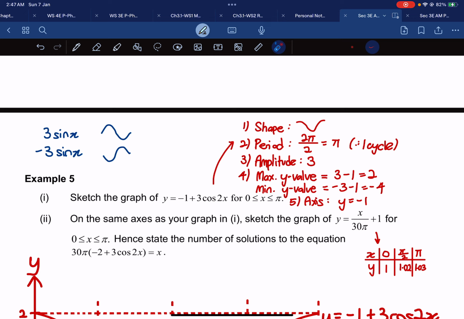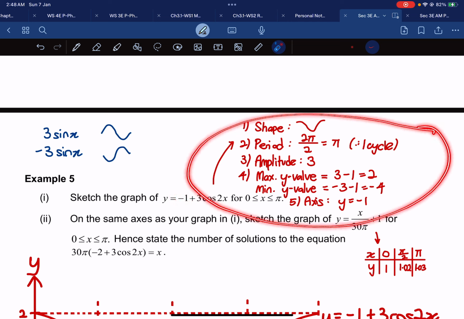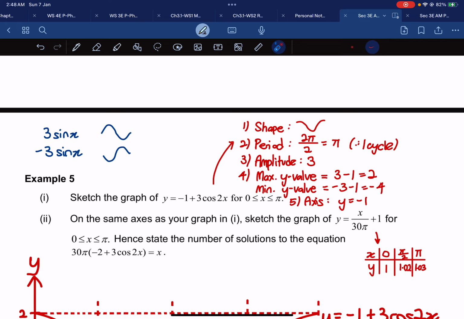Okay, next part, maximum and minimum value. You can just add the amplitude to this value here, negative 1, and add the negative of the amplitude to this negative 1 in order to obtain the maximum here and the minimum here. And the axis, which is the middle line of where the curve will lie, is this value here, y equals -1. So once I've obtained these important features of the graph, I can sketch the graph already.